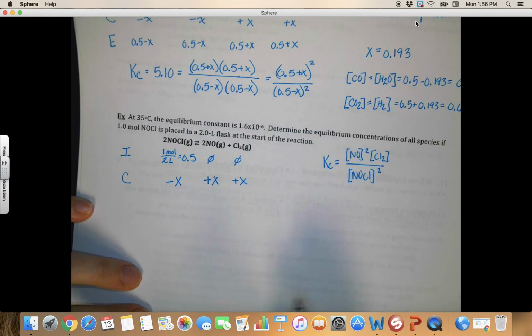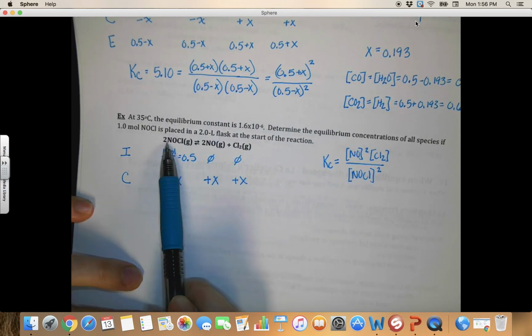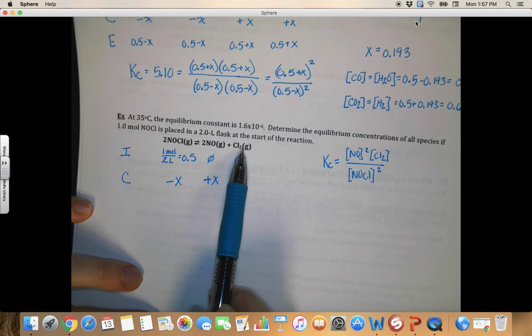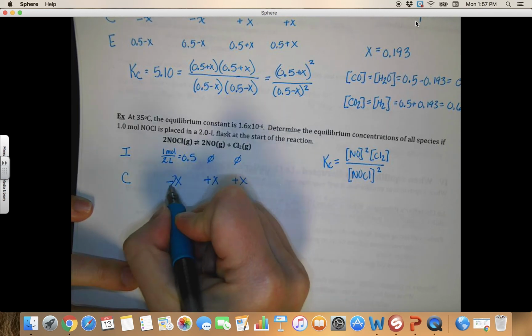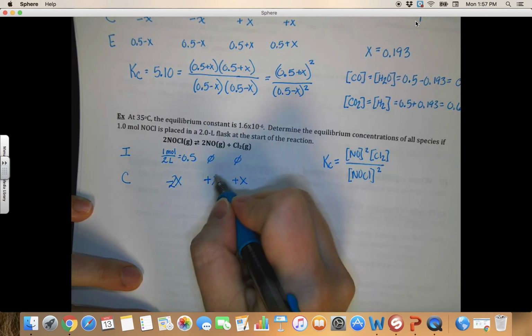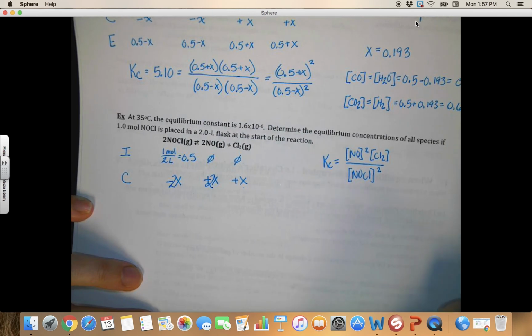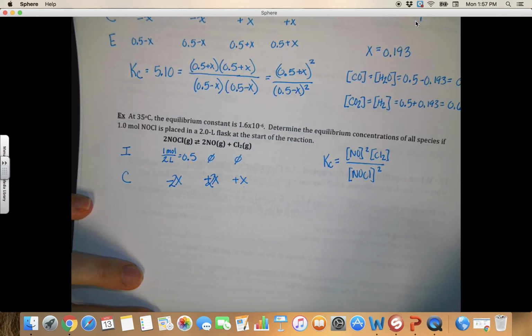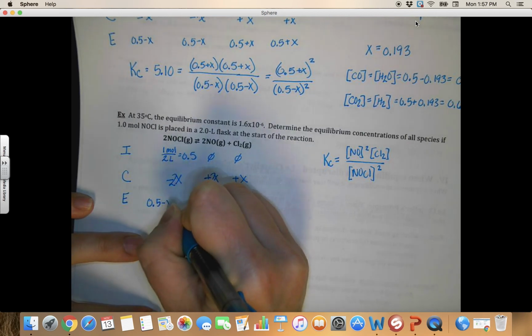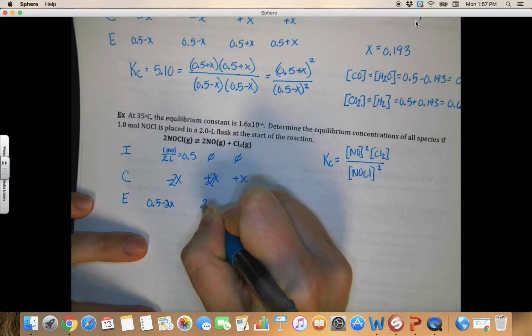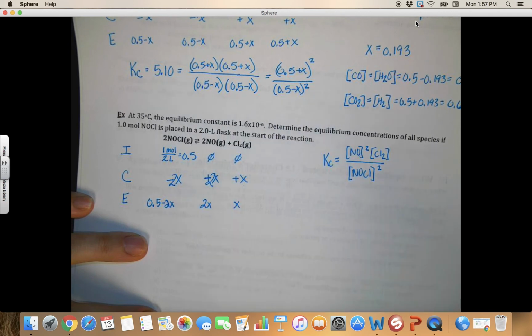But notice with the coefficients here, we have a 2 to 2 mole ratio, but we have a 2 to 1 mole ratio between NOCl and chlorine. So for every 1 mole of chlorine that's formed, we're actually going to lose 2x of the NOCl and we'll gain 2x of the nitrogen monoxide. So our equilibrium concentrations are going to be 0.5 minus 2x, 2x, and x.